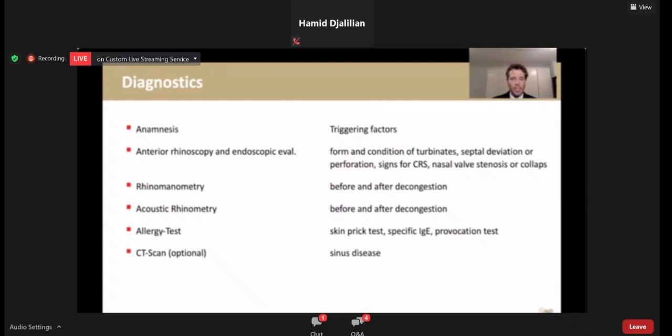So these two objective measurements are in all the international guidelines. They are recommended, and that's why I'm putting them here. But there are a lot more tests you can do, and I will show you later on which these are. Then you should do allergy testing in that patient, especially if you have a hint that allergy could be an underlying disease. CT scans can also be done, but this is more optional and should especially be done when a sinus disease could be possible.